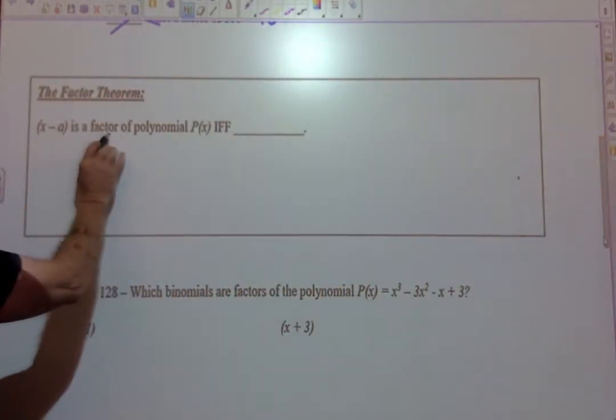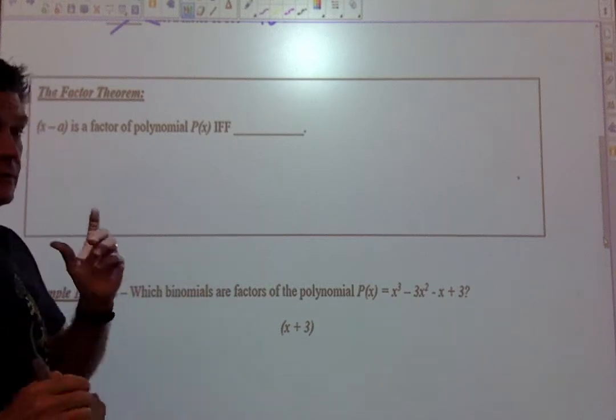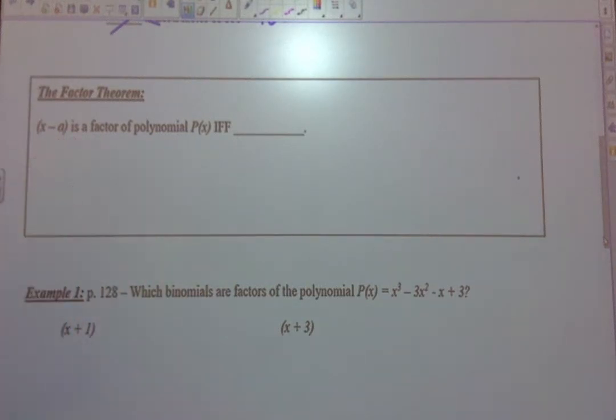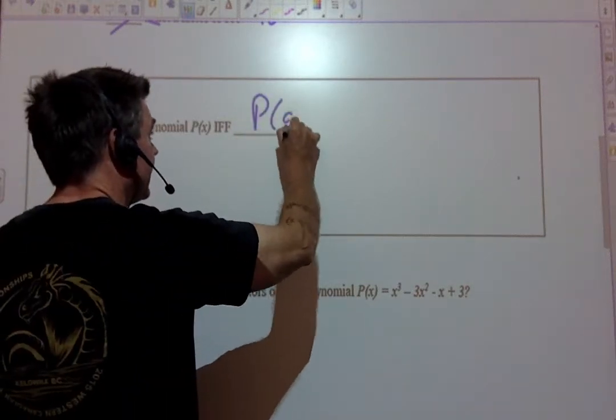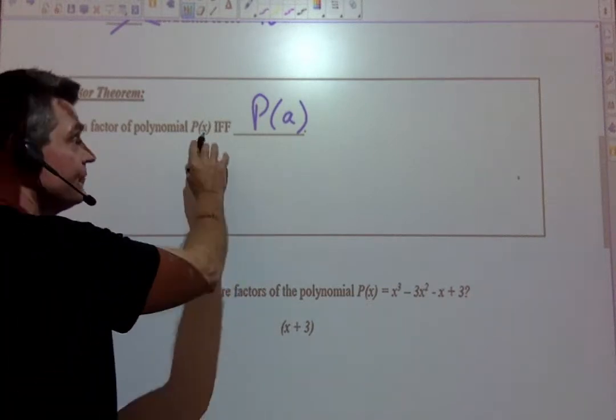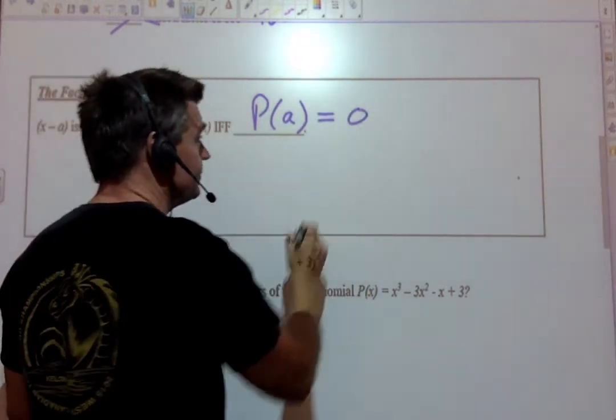x minus a is a factor of some polynomial if the remainder is 0. And remember, I had a shortcut. If I want to know the remainder, I plug in P of a. You plug in the opposite number. If this is x minus 2, I'm going to plug in positive 2. So if and only if P of a is equal to 0.